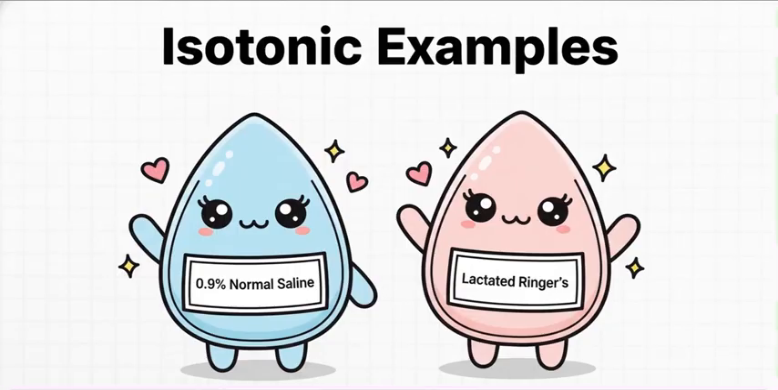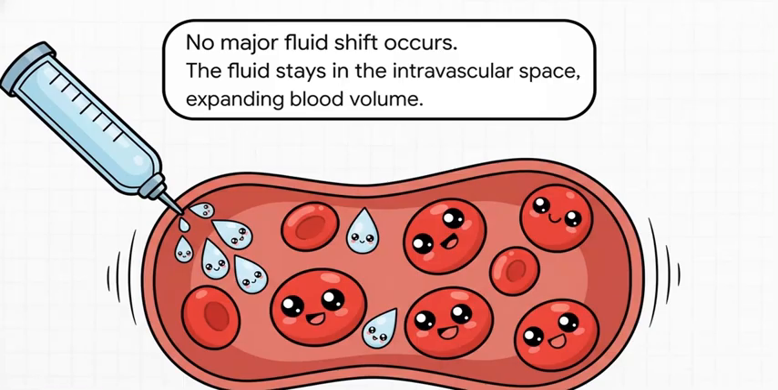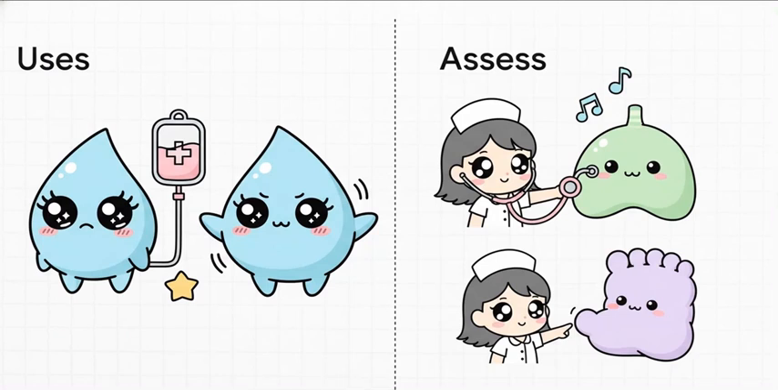The two big ones you're going to see all the time are 0.9% normal saline, or NS, and lactated ringers, also known as LR. These are your go-to fluids for a lot of common situations. And here's the key takeaway. Because the concentration is the same as our blood, there's no major shift of fluid. The fluid we give simply stays in the blood vessels and boosts the volume right there. This makes them perfect when you need to increase a patient's blood volume fast, like if they're in shock or really dehydrated. But because you're adding all this volume, you have to be on the lookout for fluid overload. That means listening for crackles in the lungs and checking for swelling.